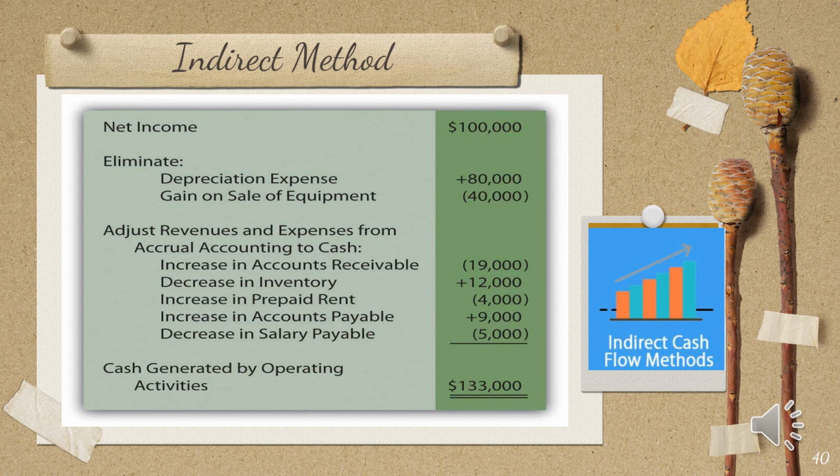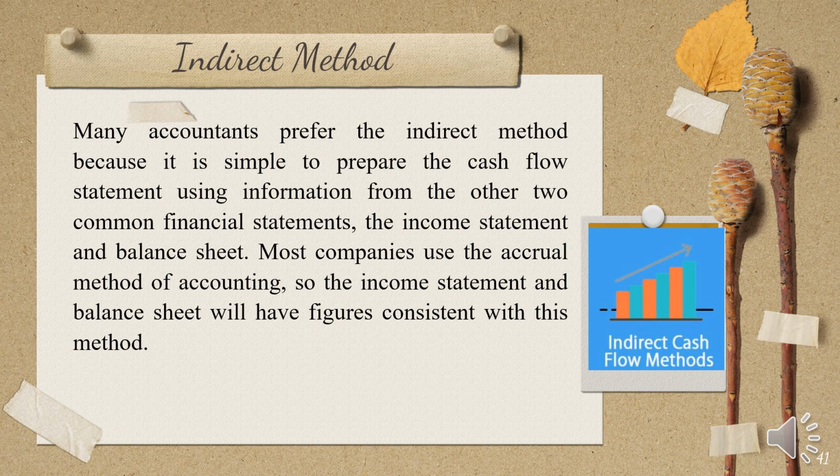A presentation of the cash flow from operations section using the indirect method looks somewhat like this. The indirect method presents the statement of cash flows beginning with net income or loss, with subsequent additions or deductions from that amount for non-cash revenue and expense items, resulting in cash flow from operating activities. Many accountants favor the indirect technique since it is easier to generate the cash flow statement using data from the income statement and balance sheet. Because most businesses employ the accrual method of accounting, the income statement and balance sheet will reflect these values.